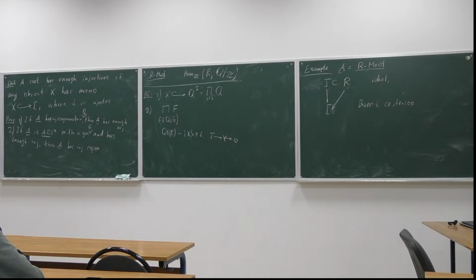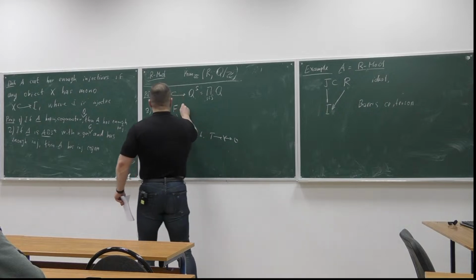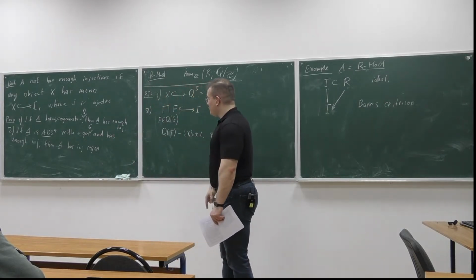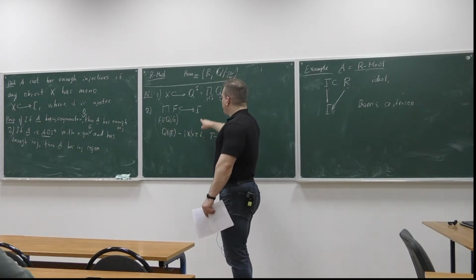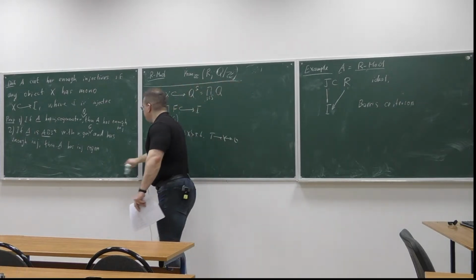If you have a generator, the category is well powered. Yeah, so this we proved. So this is a set, this product makes sense, and I can embed this into an injective object, right? Since I assume that I have enough injectives in this category. So actually I claim that this I is in fact an injective cogenerator.